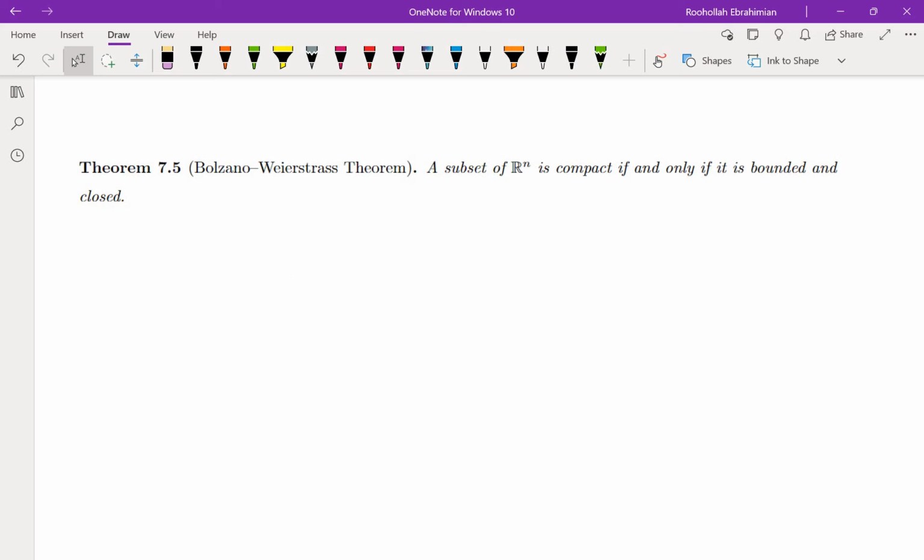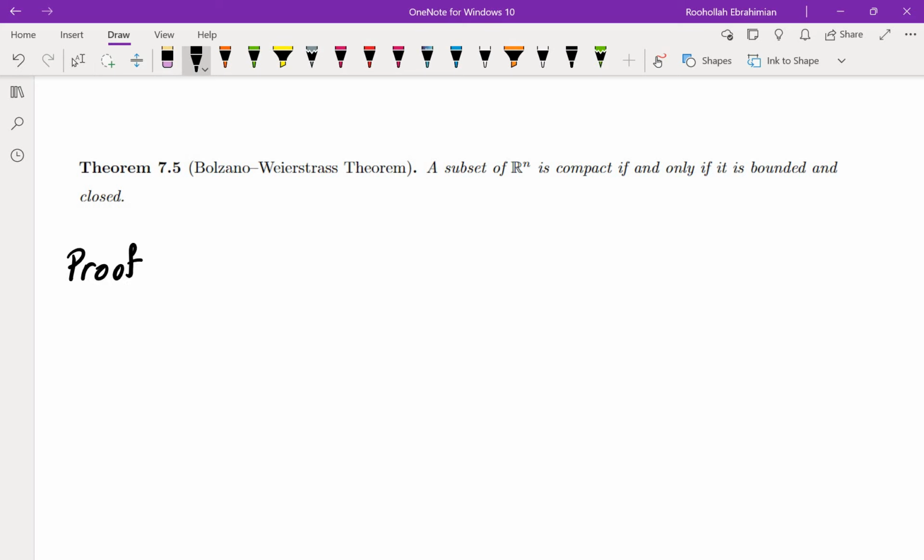Now, we want to understand these compact sets. As I told you, in this theorem, we're going to in fact find all of the compact sets. This is a very important and interesting theorem. We won't be able to completely prove this theorem, but I will be able to at least convince you that this theorem is in fact true.